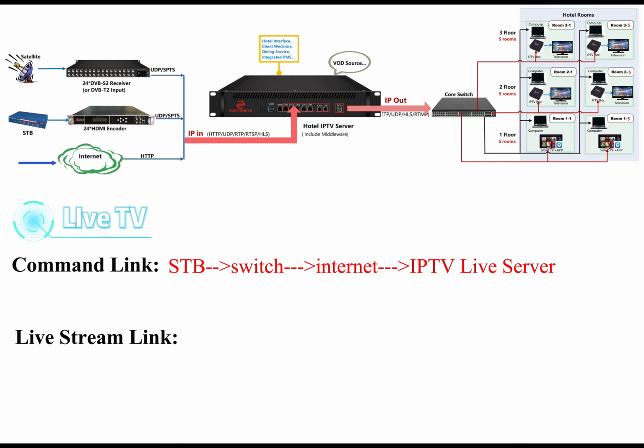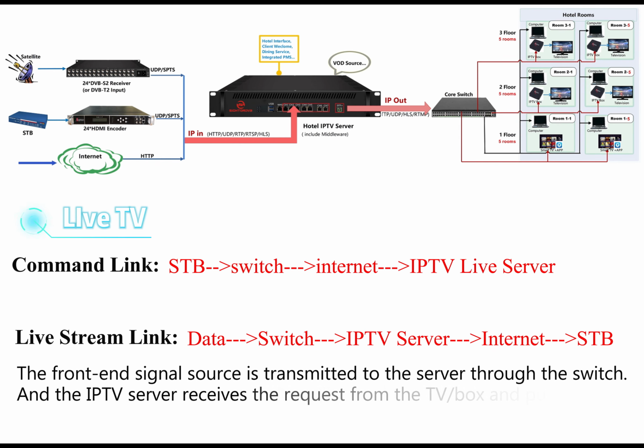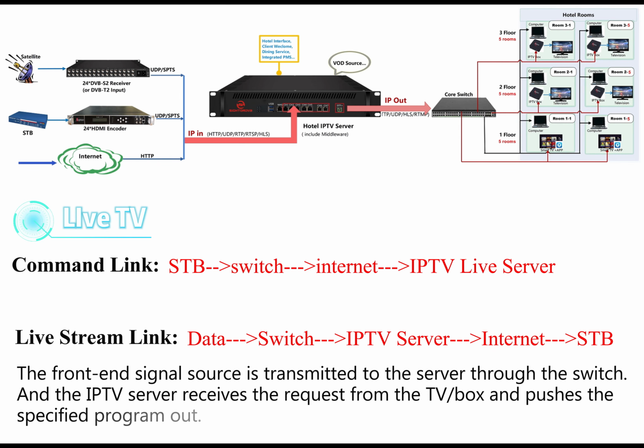Live streaming links. Data, switch, IPTV server, internet, STB. The front-end signal source is transmitted to the server through the switch, and the IPTV server receives the request from the TV box and pushes the specified program out.